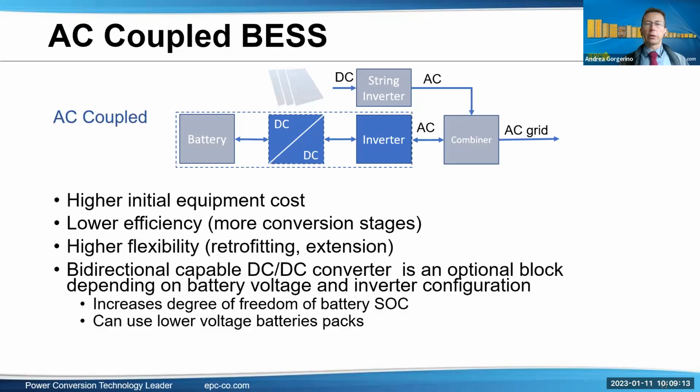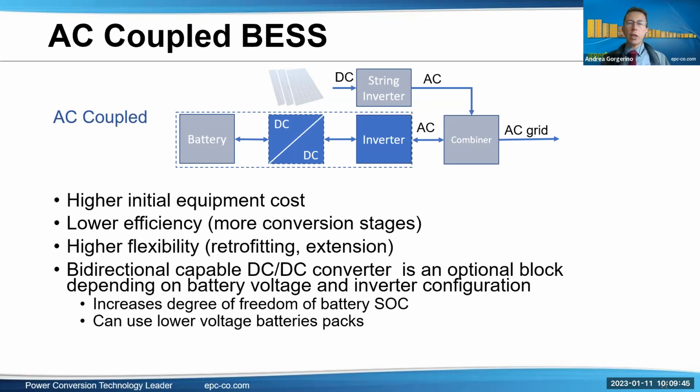The AC coupled, instead, as I mentioned, has more electronics. Basically, you have an additional inverter for the battery and you couple the ACs together. This means higher initial equipment cost. You have more power electronic blocks in here. It also means lower efficiency. The energy needs to go through more of these power conversion stages. It does have higher flexibility. It is easier to retrofit systems. You can just add batteries to an existing system since it is AC coupled.